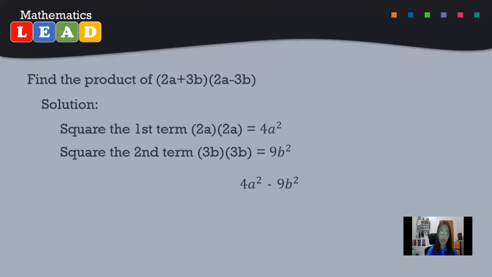Combining the products, we get the final answer of 4a squared minus 9b squared. And since it is the sum and difference of two terms, the sign we will be using is a negative or a minus sign. So we have the final answer, 4a squared minus 9b squared. Everything clear so far? That's good.